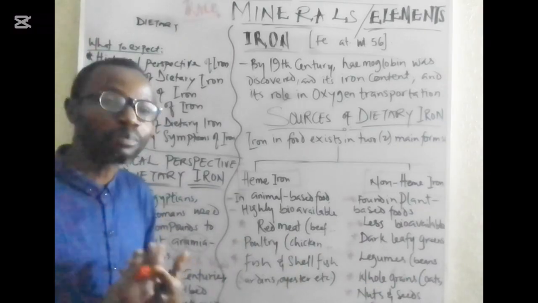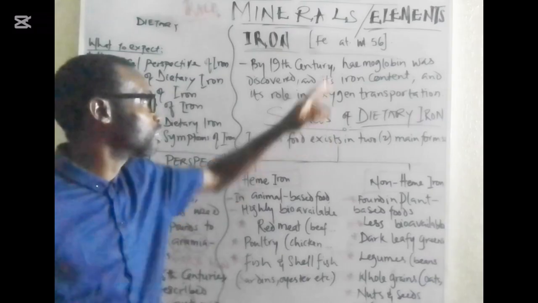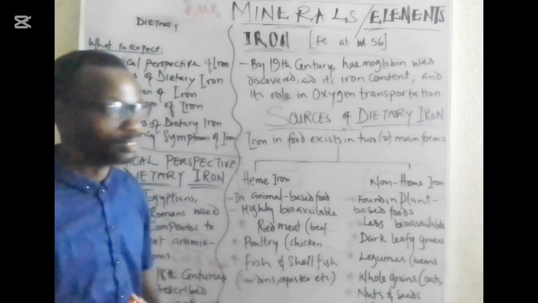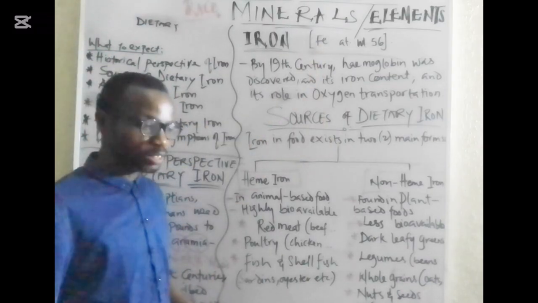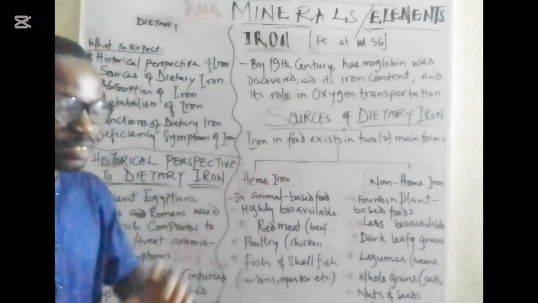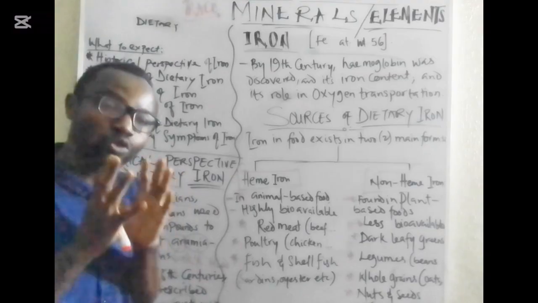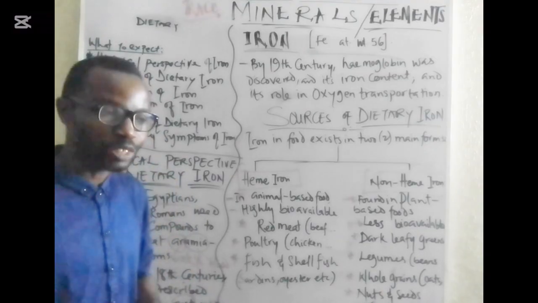And a major component of hemoglobin is iron. You see the structure of hemoglobin, you see Fe, iron, there. Now, having known this, a brief historical fact, we'll look at the sources. Now, where do we get sources? Now, this is very important. People want to know what food items to eat to get blood.